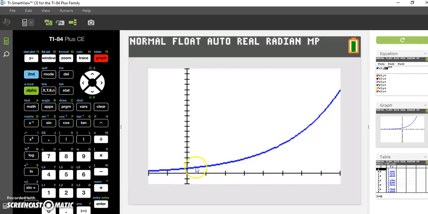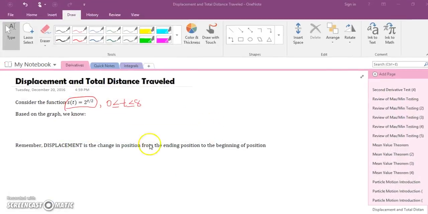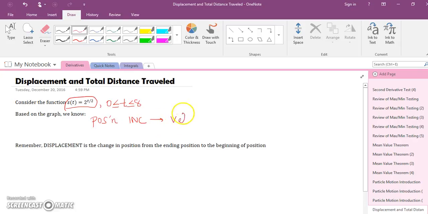Now notice that our position function is increasing. And if a function is increasing, that means its derivative is always going to be positive. Picture tangent line slopes, they all have a positive slope. So if position is increasing, then that means the velocity is always positive. So position is increasing, that's the same as saying f is increasing. That means the derivative, which is velocity, is positive. And if velocity is positive, we know our particle is moving right the entire time.